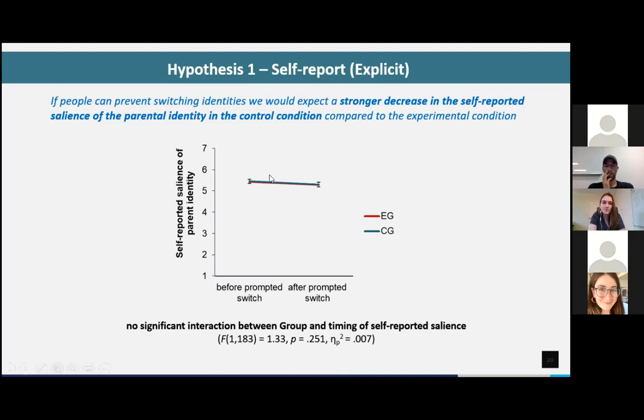So, well, I didn't really want to zoom in, but it was significant that participants did decrease on the overall salience of the parent identity. But we found no significant difference between the experimental group and control group. So no support for participants in the experimental group that they were able to prevent this.